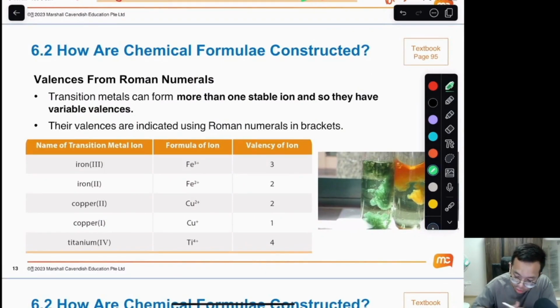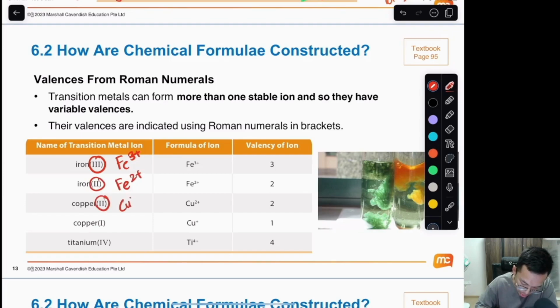We also have something called transition metals, which we covered in the previous part. Transition metals can form more than one stable ion, so they have variable valencies. For example, iron 3 forms an Fe 3 plus. Iron 2 forms an Fe 2 plus. Copper 2 forms a Cu 2 plus. Copper 1 forms a Cu plus. And this is IV, IV is 4, Ti 4 plus.